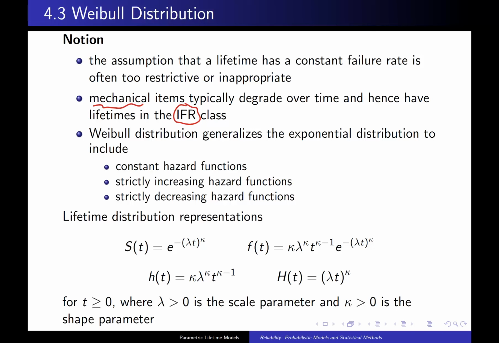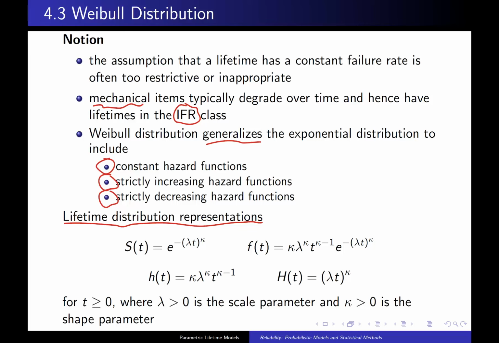The Weibull distribution is a generalization of the exponential, and it includes the exponential with its constant hazard function, but it also has a strictly increasing and strictly decreasing hazard function. Here are the first four of the lifetime distribution representations. The survivor function is e to the minus (lambda t) to the kappa.